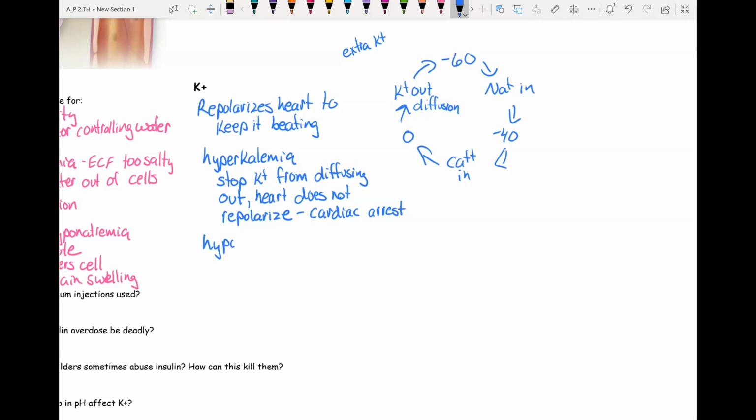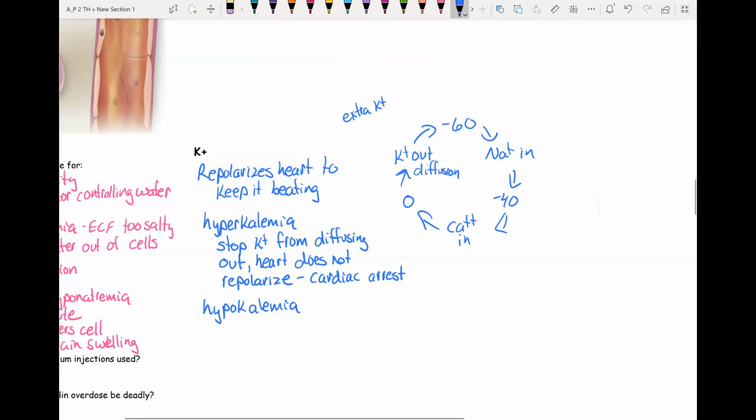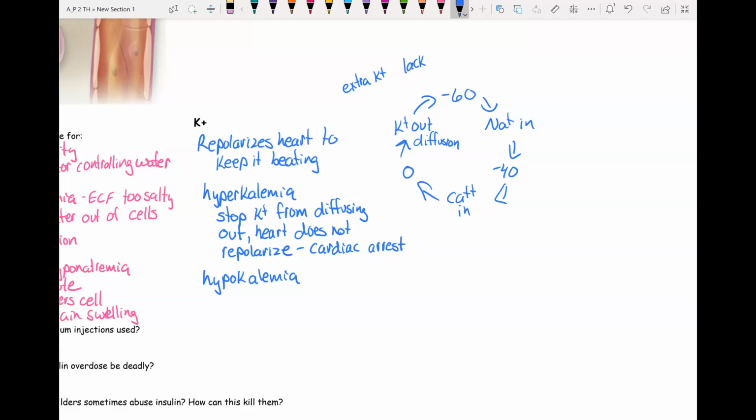Okay, then let's look at hypokalemia. If you have hypokalemia, you lack potassium out here. So again, think about diffusion. Inside is going to be your area of high concentration. Now outside is going to be very low. Remember, diffusion stops once it's equal. So if you lack potassium on the outside, even more is going to diffuse out. So you're going to have too much potassium diffuse out of the heart.